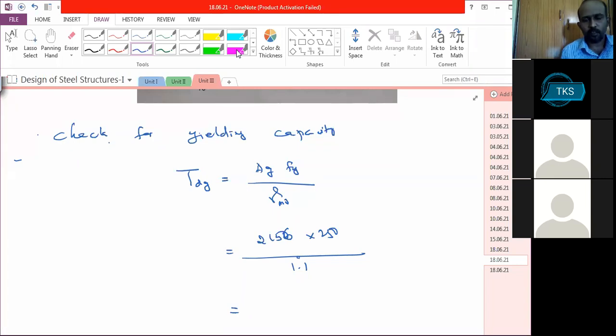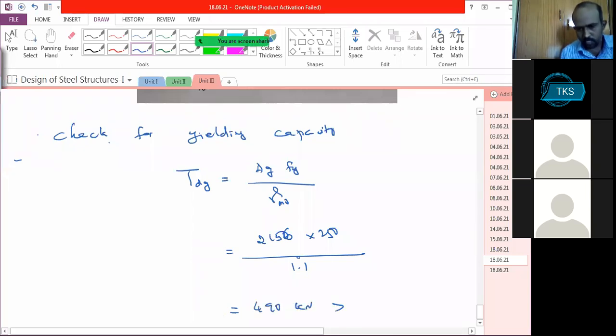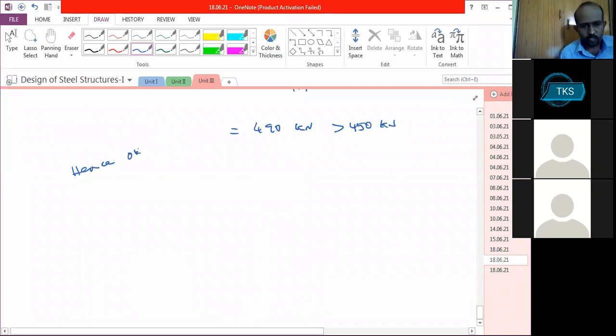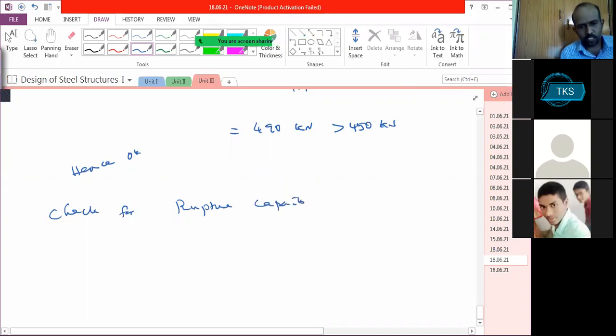Okay, so 490 kilonewton, sir. 490 kilonewton is greater than 450 kilonewton. Hence, okay. We have only one more minute. Then check for rupture capacity. Please try it at home. We will continue with the check for rupture capacity and design of the leg angle. We will complete it in the next class.